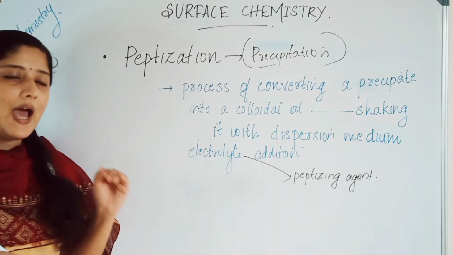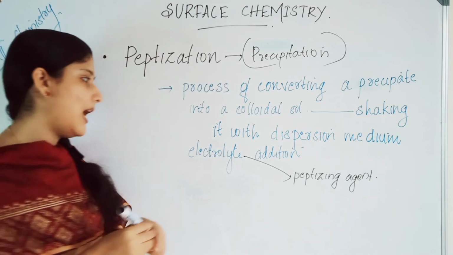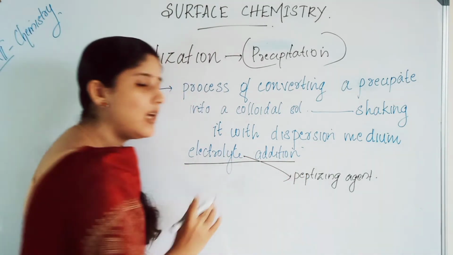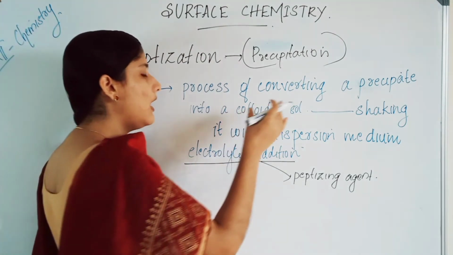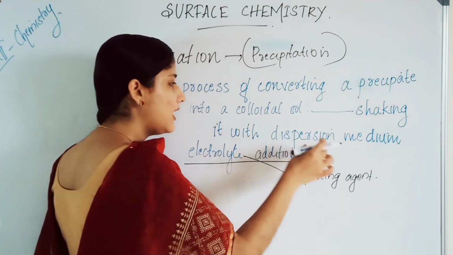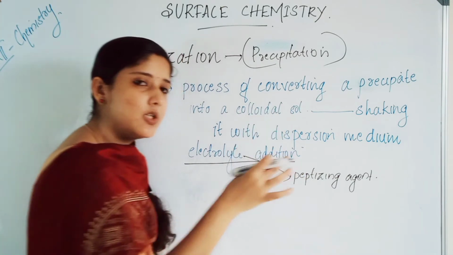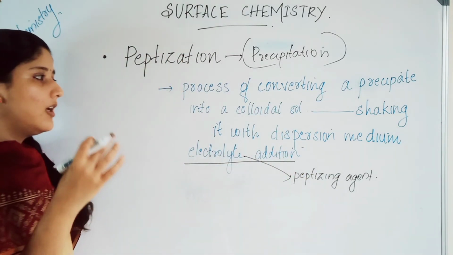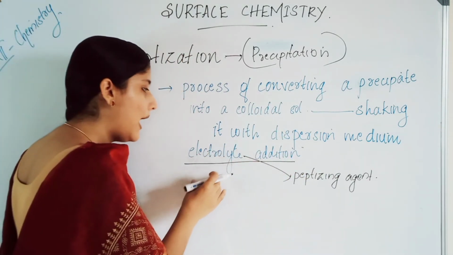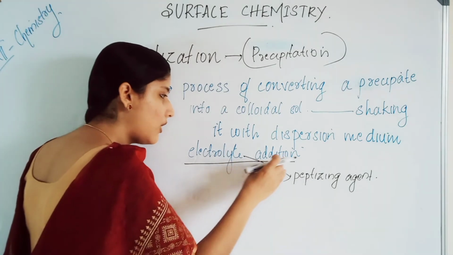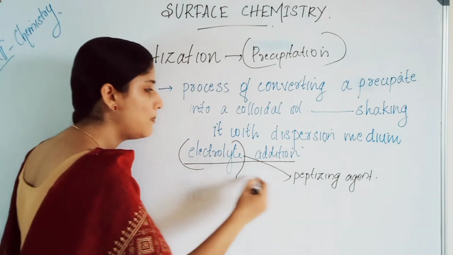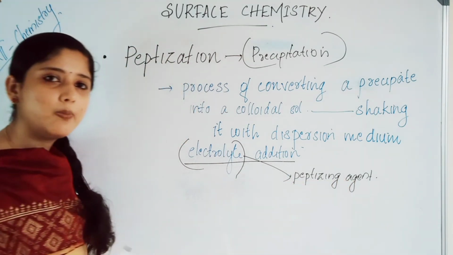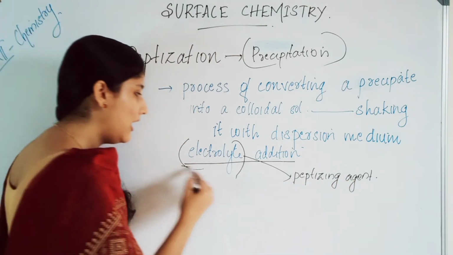How? By adding an electrolyte. First we shake the precipitate with the dispersion medium, and then we add the electrolyte. The electrolyte is known as the peptizing agent.